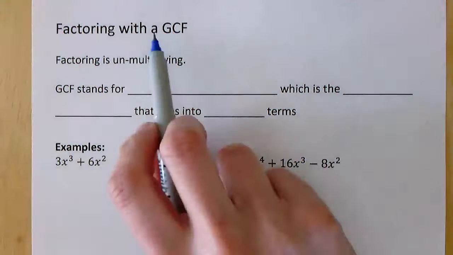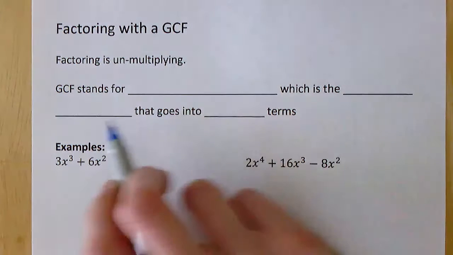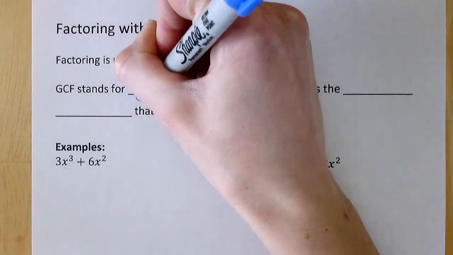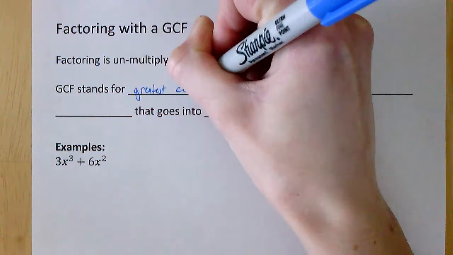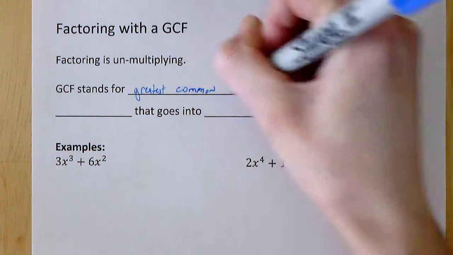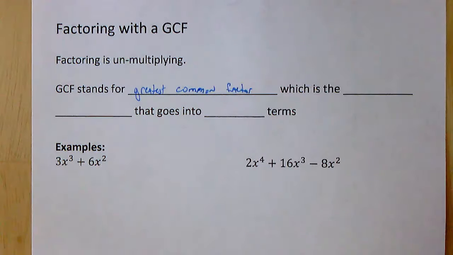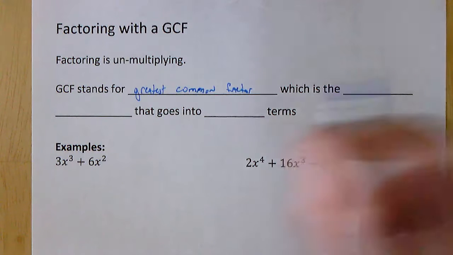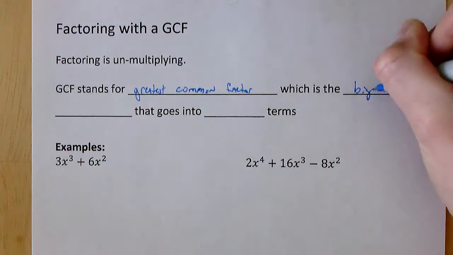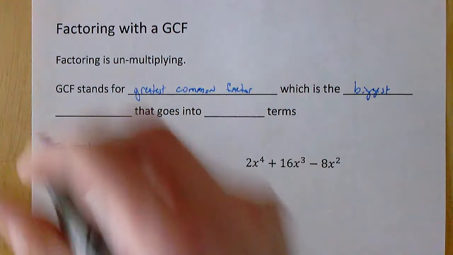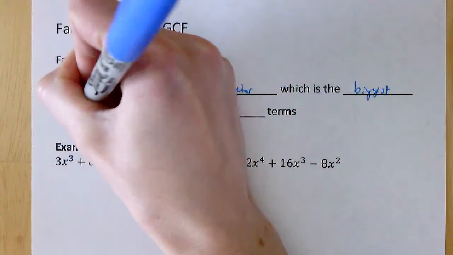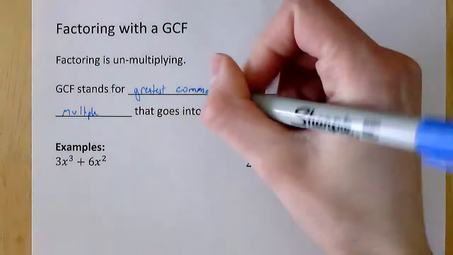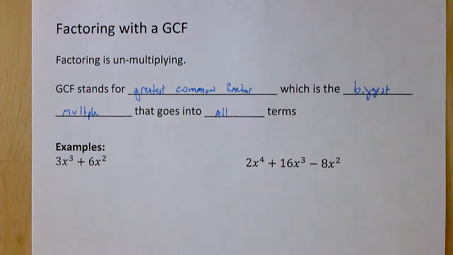And we're going to start today with something called a GCF. GCF stands for greatest common factor. And what the greatest common factor is, greatest means biggest. So it is the biggest multiple that goes into all of your terms. Essentially, what we're going to do is undo our multiplication boxes.